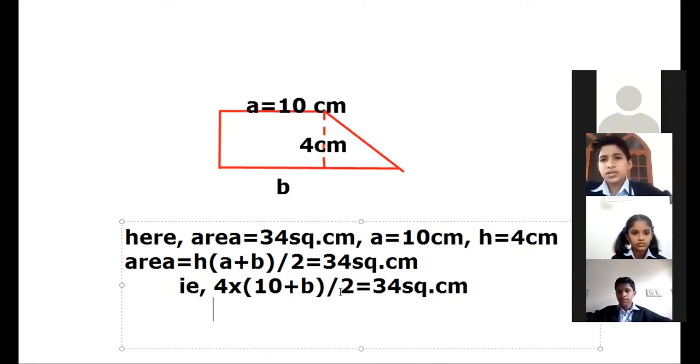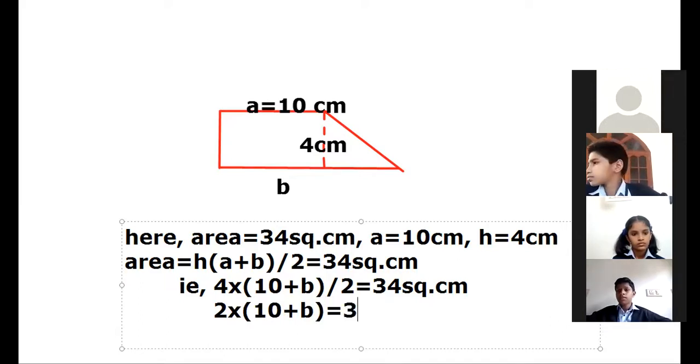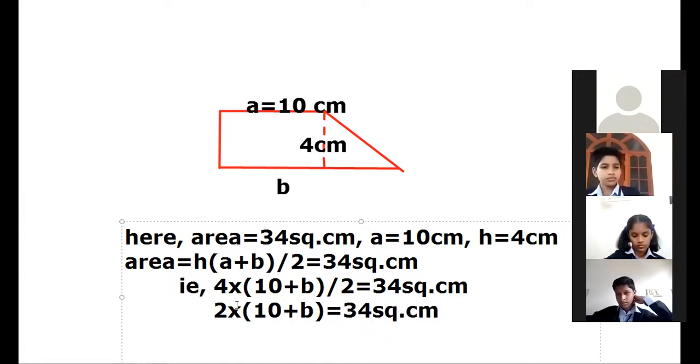We can do 4 by 2, we can solve it here. 4 by 2 is 2, right? So it will become 2 into 10 plus b equal to 34. It will become like this. Here we cannot do the operation in the bracket because b is unknown.